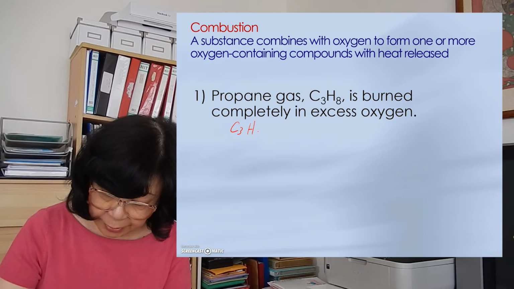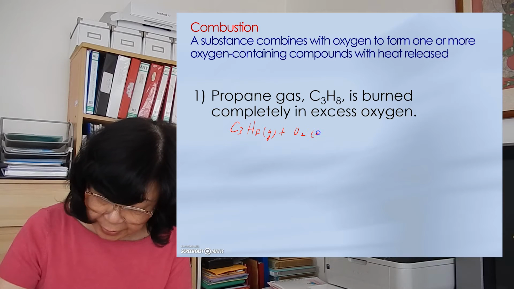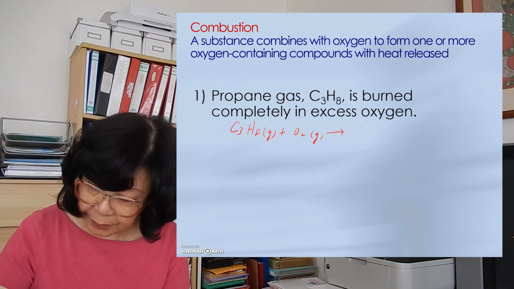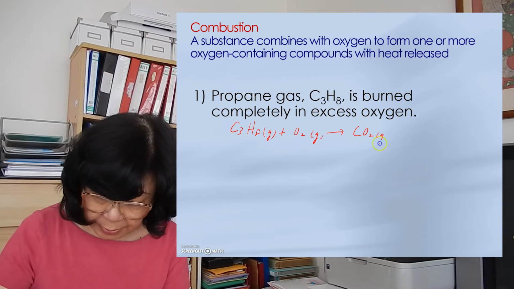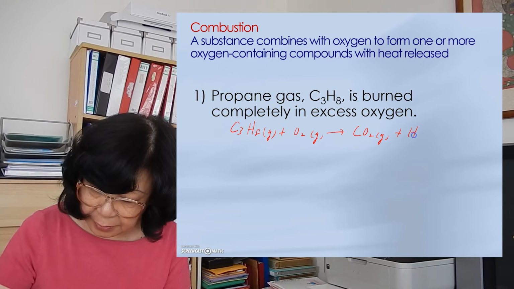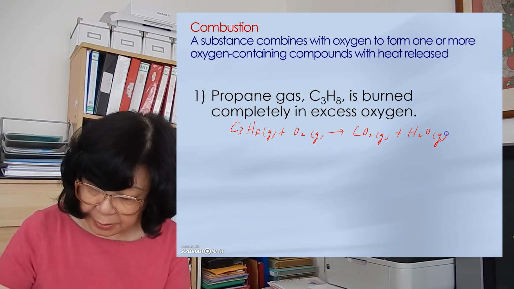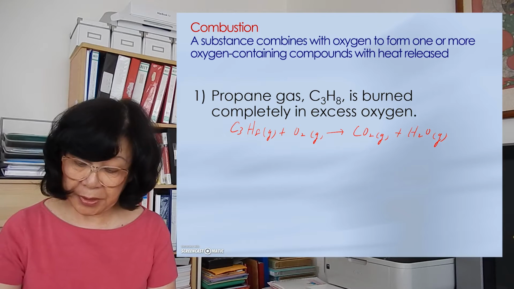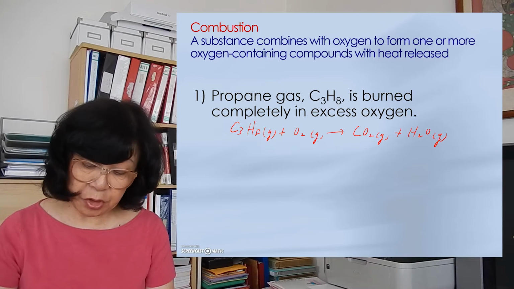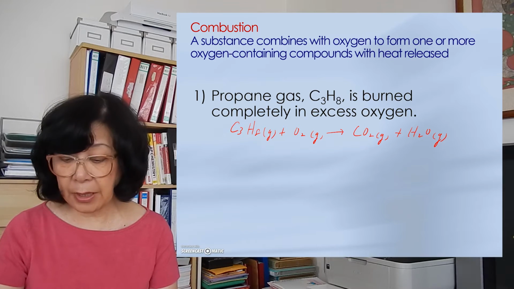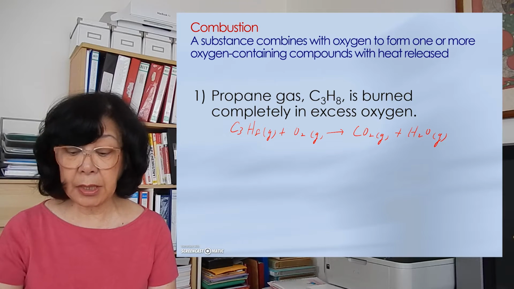So I write C3H8 gas, propane gas, plus oxygen gas from the air, to yield carbon dioxide gas and water vapor. Sometimes it can be liquid water. And in the combustion of a hydrocarbon, the compounds formed are always carbon dioxide and water.